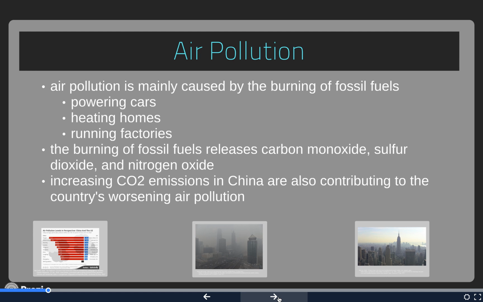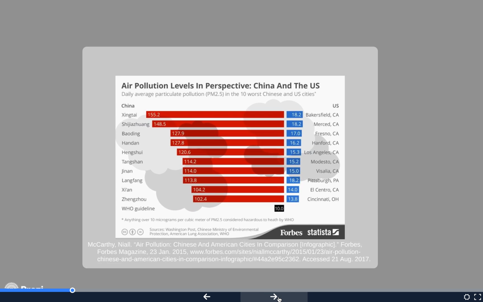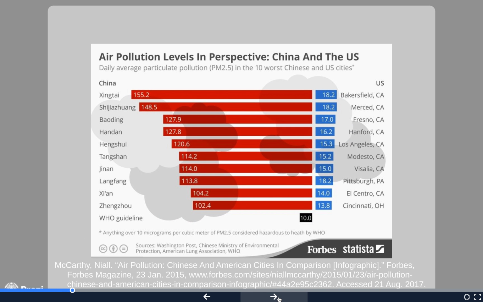Air pollution is a big problem in many countries, but is the most significant in China. This graph shows the comparison between highly polluted cities in China and America. The Chinese cities in red show much higher air pollution levels than compared with the US cities in blue. The most polluted city in China is 9 times more polluted than the highest polluted city in the US, which is a dramatic difference. WHO guidelines consider anything over 10 micrograms per cubic meter to be hazardous, so the air in these Chinese cities is extremely harmful to citizens' health.